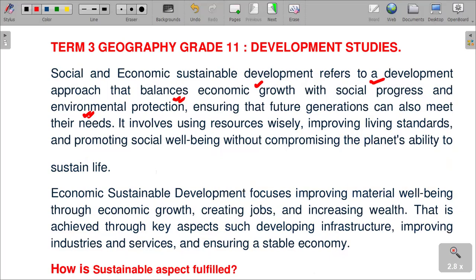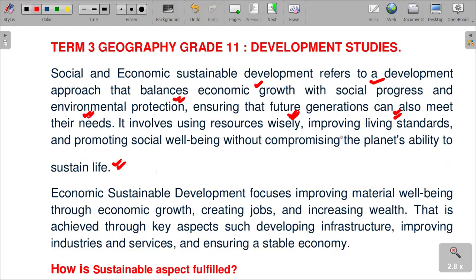In that regard, we are saying sparing use of resources. So, resources, it involves using resources wisely. Resources must be used wisely, improving living standards. The living standards of people cannot be static. They can't be static. The standards of living must be in a trend or a wave that shows positive growth, and also promoting social well-being without compromising the planet's ability to sustain life.